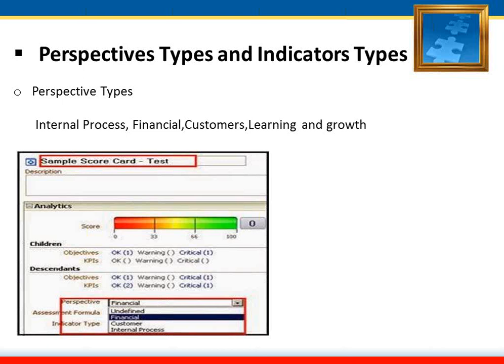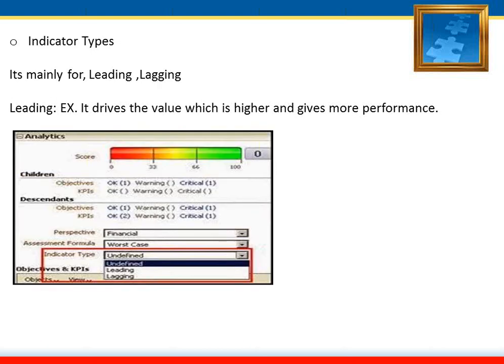And now I'm going to discuss the indicator type. Indicator type is mainly leading and lagging, we can say. For example, here it drives the value which is higher and gives more performance. So this is the indicator type mentioned here. And we can say the leading will indicate the performance of the objective, and drives the other objectives. So this is leading.